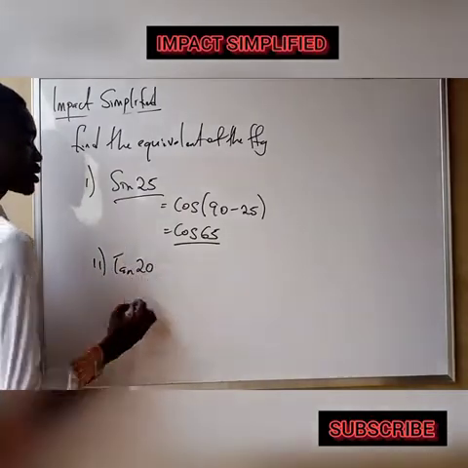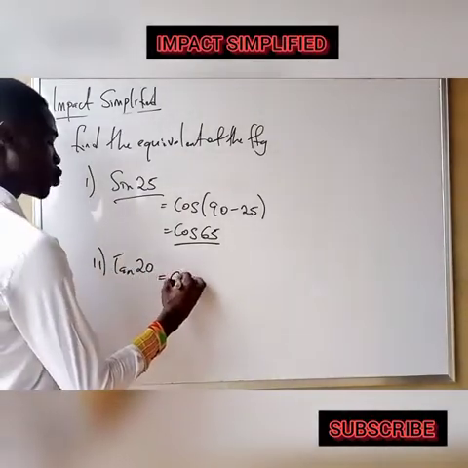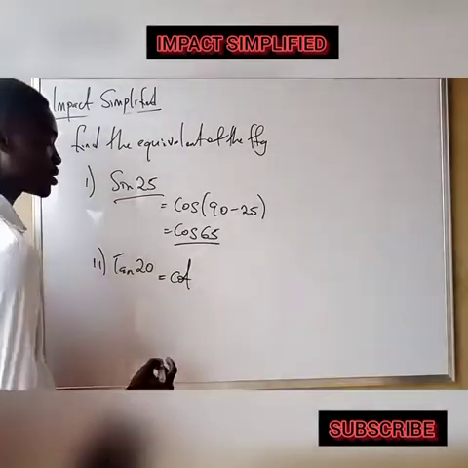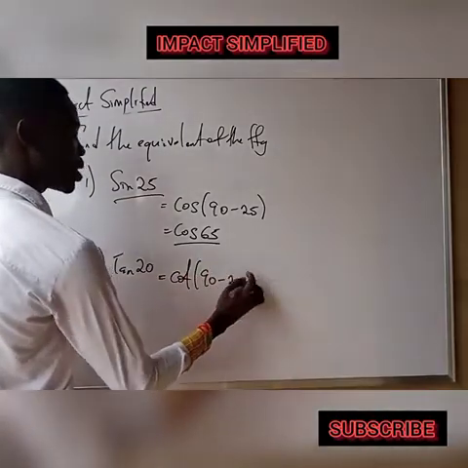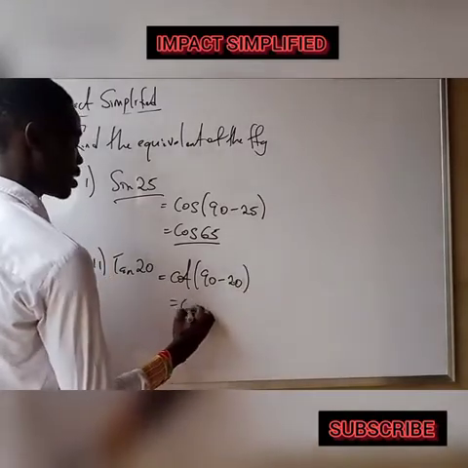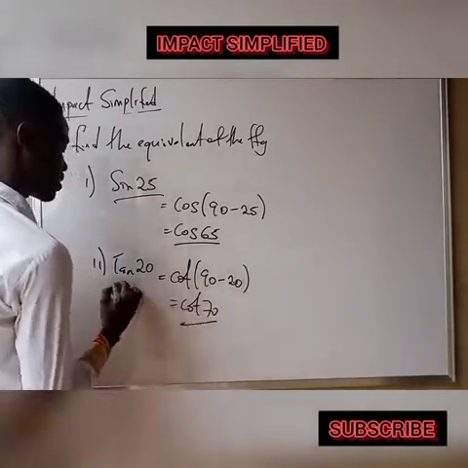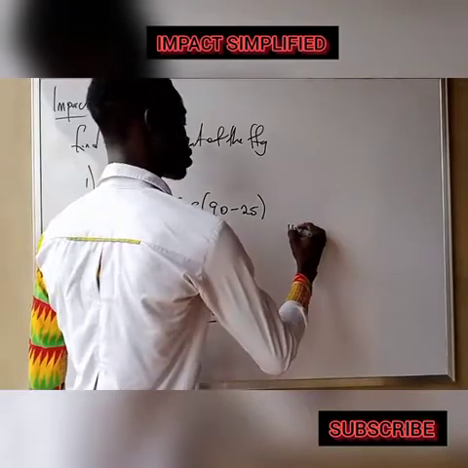Now let us look at this again. We have tan 20. What is tan 20? We know what is the complementary of tan. That is cot. And that will give us 90 minus 20. And what is 90 minus 20? That will give us cot 70.